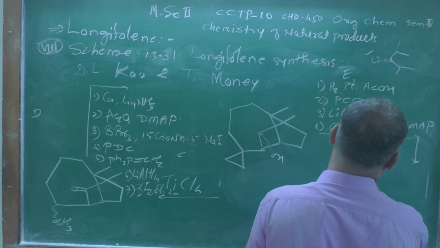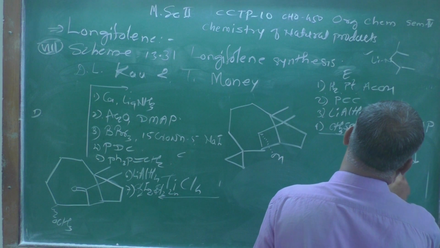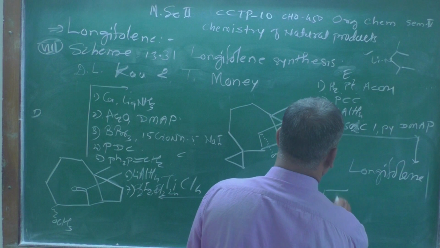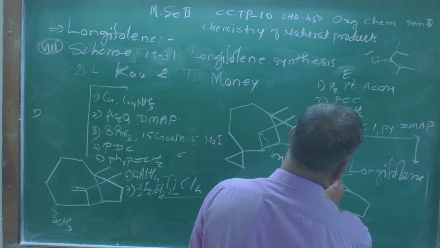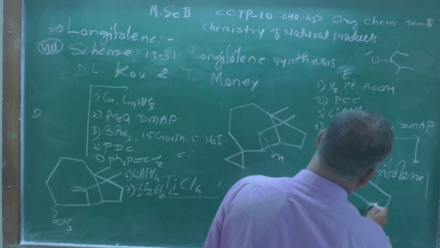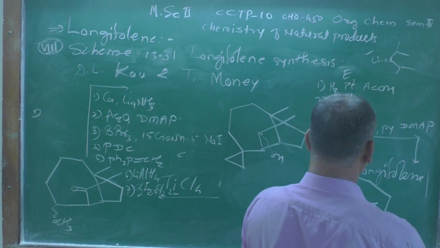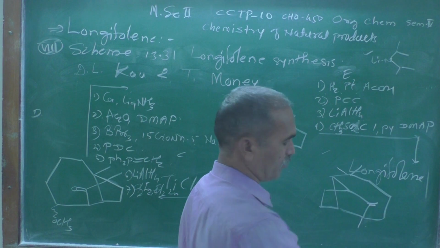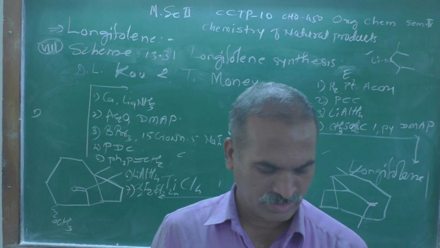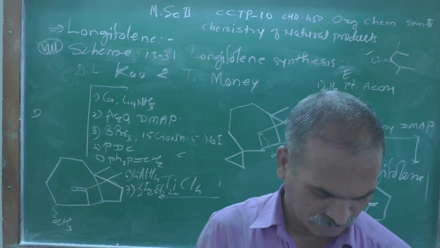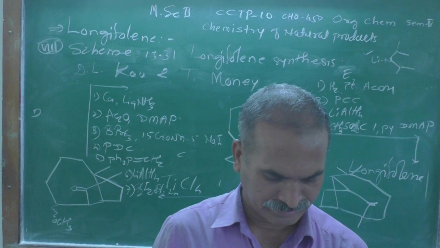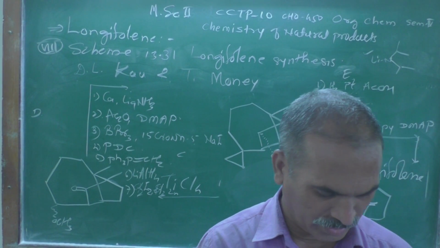We are getting longifolene. This is the structure, and as we know the structure of longifolene will be this one. There is this and a double bond with methyl group over here. This is the structure of longifolene which we got over here. So in this way we have seen the structure of longifolene.